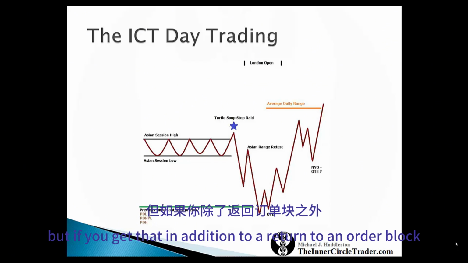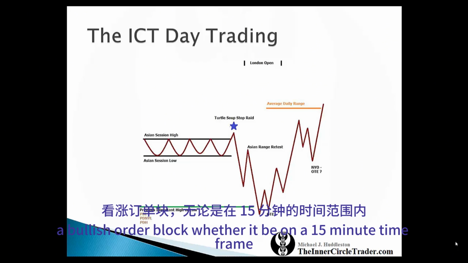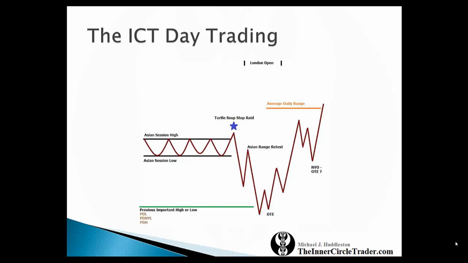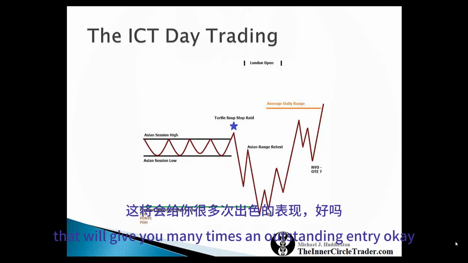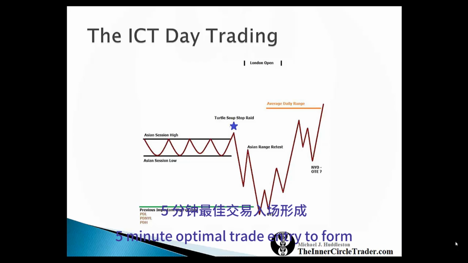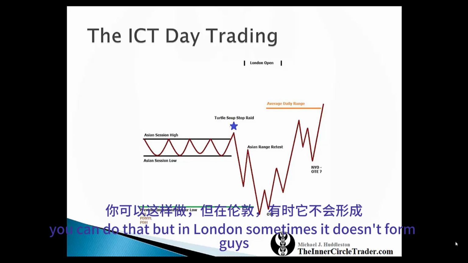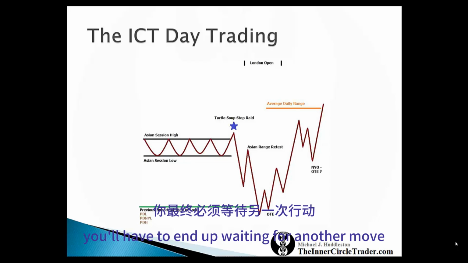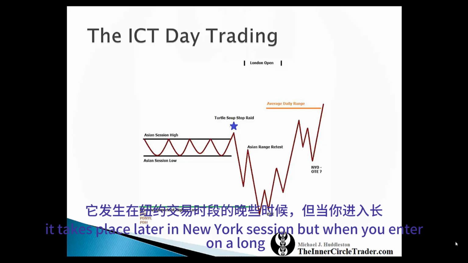But if you get that in addition to a return to a bullish order block, whether it be on a 15-minute time frame, an hourly time frame, or 4-hour time frame, that will give you many times an outstanding entry. Okay, and then if you want to wait for a smaller short-term 5-minute optimal trade entry to form, you can do that. But in London, sometimes it doesn't form, guys, and it may just take off and you miss the boat. You'll have to end up waiting for another move. It takes place later in the New York session.